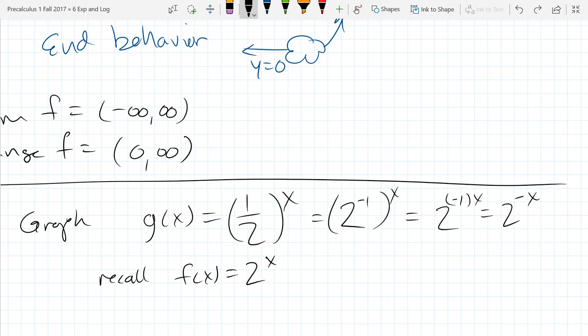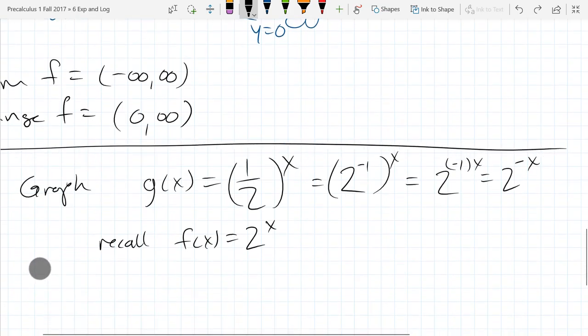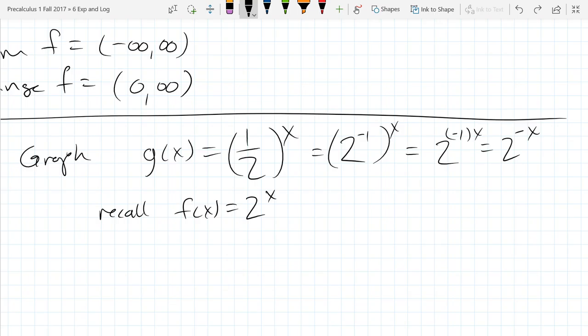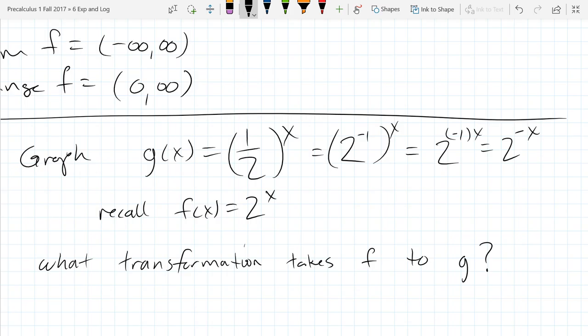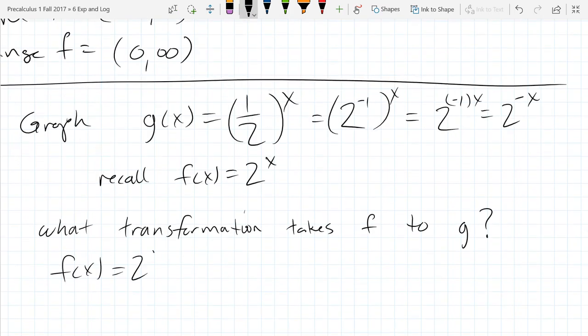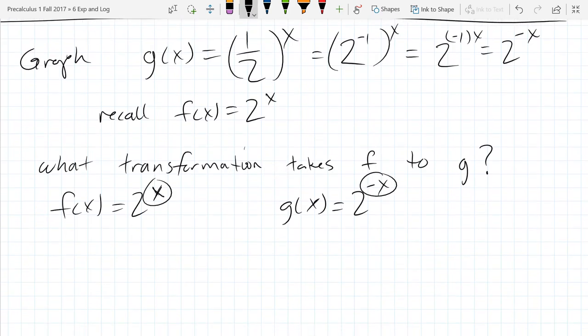So our original f of x was 2 to the x. What is the difference between f of x and g of x? What transformation do I apply to f to get g? All right, so we'll write down f of x is 2 to the x, and g of x equals 2 to the negative x. So what's the difference? Raised it to the negative 1. So we modified our exponent. So x became negative x. What horizontal transformation is that?